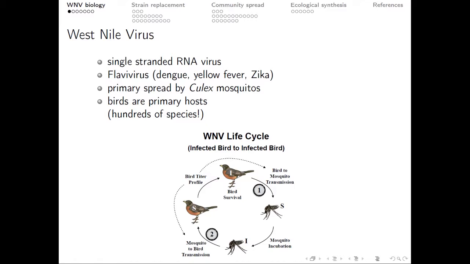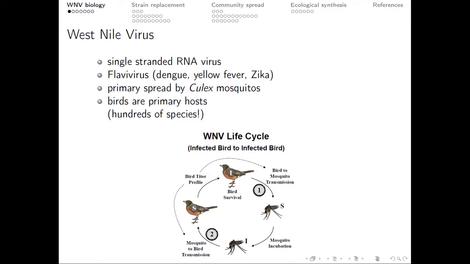So, West Nile virus is of most concern in North America. It's terrestrial, but at least it's ecological, so I'm hoping it's still broadly interesting. It's a flavivirus, so it has a lot of close relatives of much greater public health concern. It's primarily spread by Culex mosquitoes, and it infects hundreds of bird species. To a first approximation, it can be transmitted by all bird species.